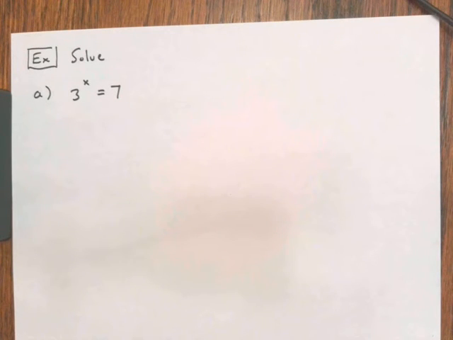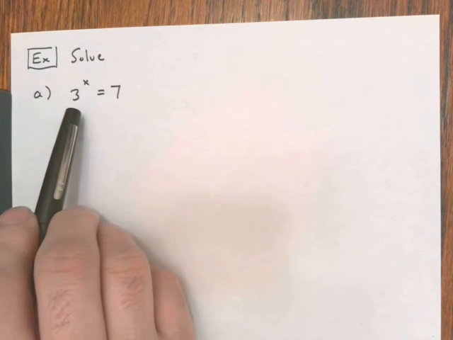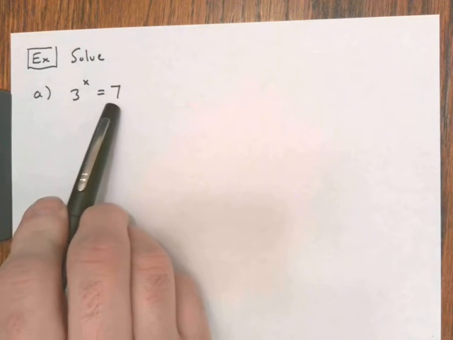So for this example, we want to solve. If you take a look at what we have on this one, it will kind of explain the idea behind what logarithms do for us. 3 to what power is equal to 7?